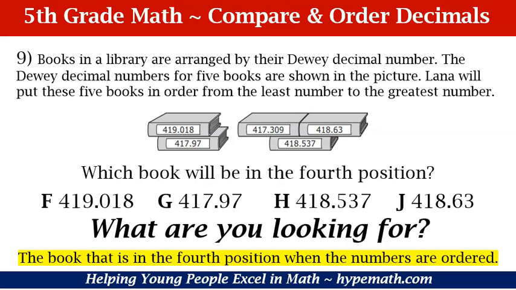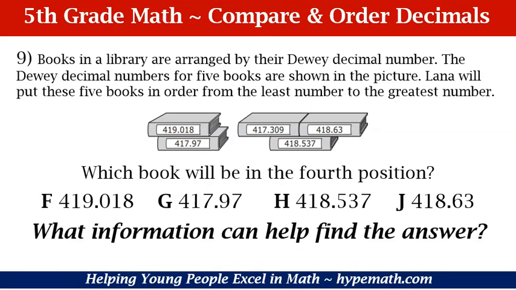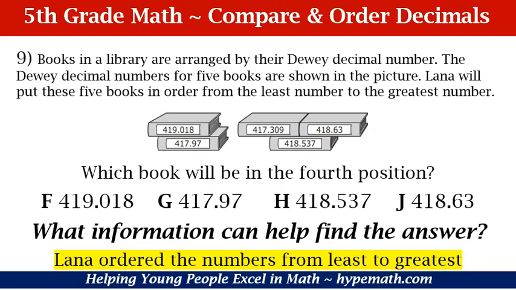We are looking for the book that is in the 4th position when the numbers are ordered from least to greatest, okay? What information can help us find the answer? The information that can help us is that Lana ordered the numbers from least to greatest. We have to pay attention to that, because if we order them from the largest number to the smallest number, we would get the answer wrong, okay?